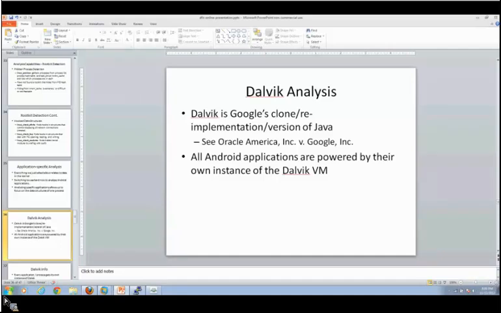And this is so important to us because every Android application is powered by Dalvik. So if we want to be able to pick on a particular Android application and analyze it in memory, we have to be able to first analyze Dalvik.